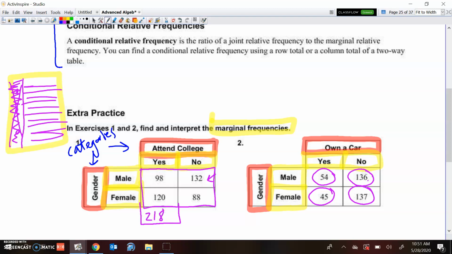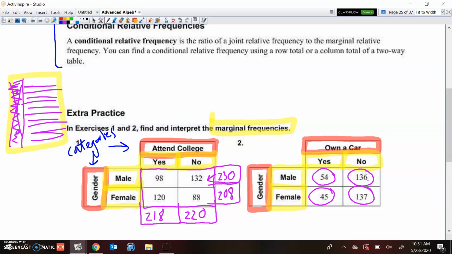We're going to extend this column here down. We're going to add 132 plus 88, which is 220. And we're also going to do this on the right side here. We're going to extend this over. So I'm going to add 98 and 132, and when I do that, I get 230. And then I'm going to extend this second one over, 120 plus 88, and I'm going to get 208.